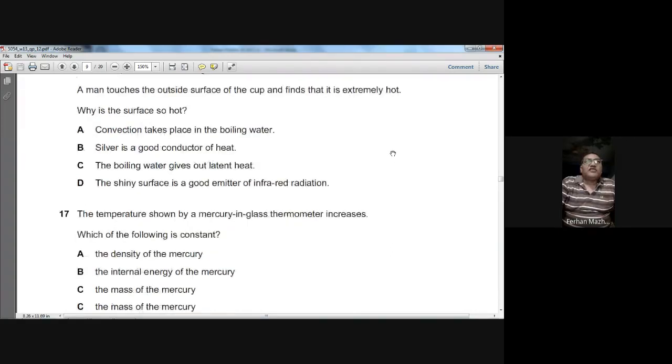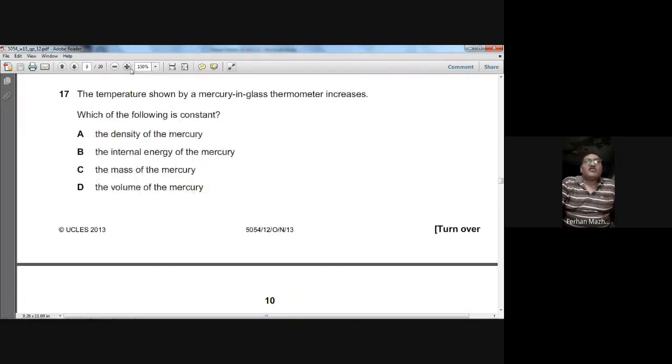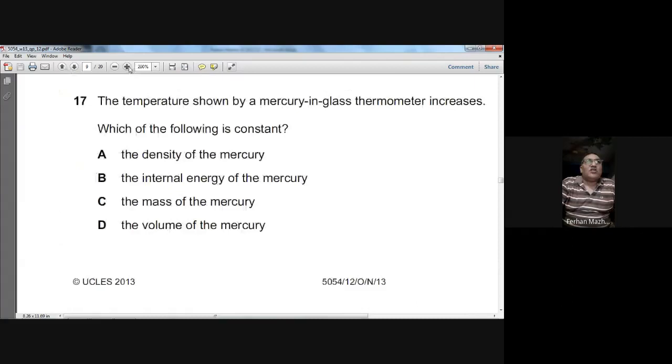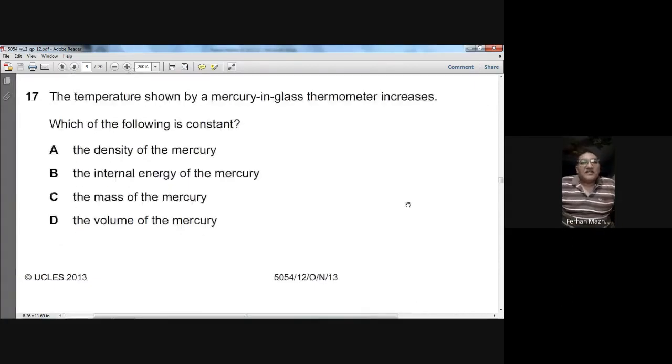Okay, my dear students, question number 17 is on your screen. The temperature shown by a mercury in glass thermometer increases. Which of the following is constant?